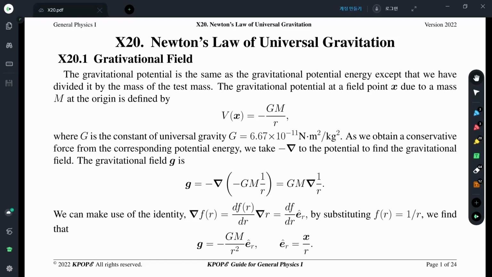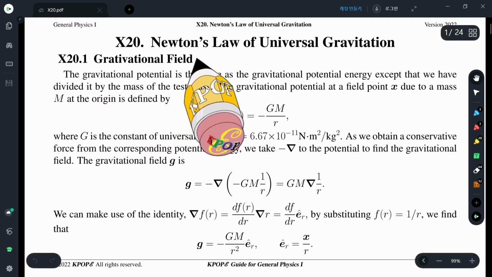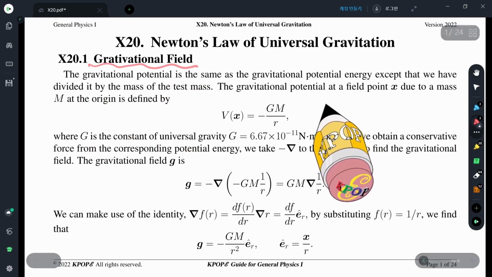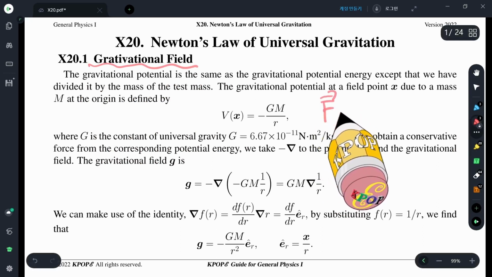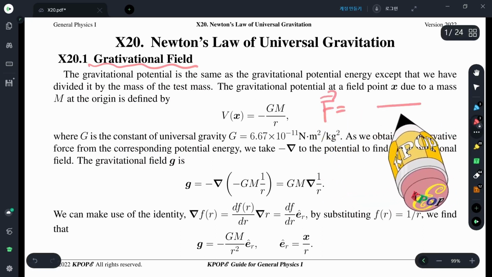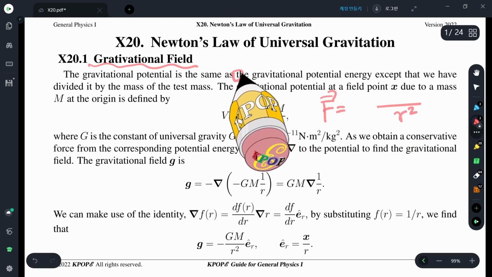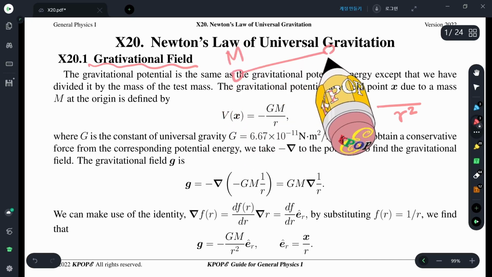Today we study Newton's law of universal gravitation. We first define the gravitational field. We learned that the gravitational force is proportional to one over the distance squared between two massive objects.